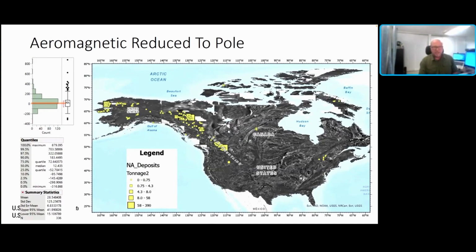Here's an example of using aeromagnetic reduced pole. And so I've used the CD deposits to query the aeromag data. And you can see that the values are centered on 0 and go out from plus 400 to minus 400, with the majority of the data being within kind of plus or minus 100. And so I can isolate those in this map.